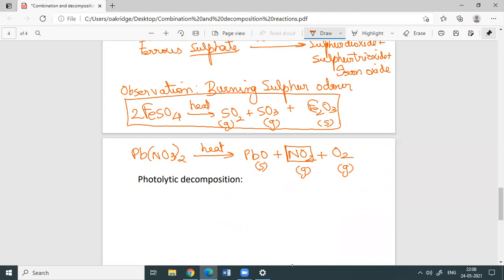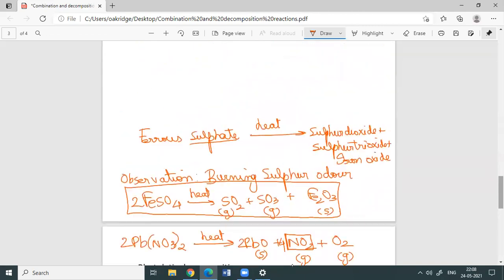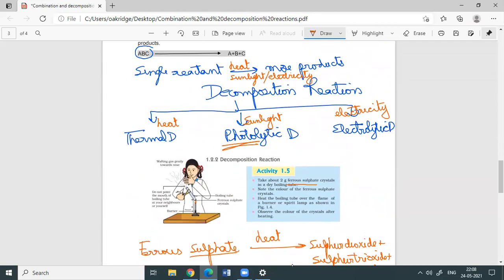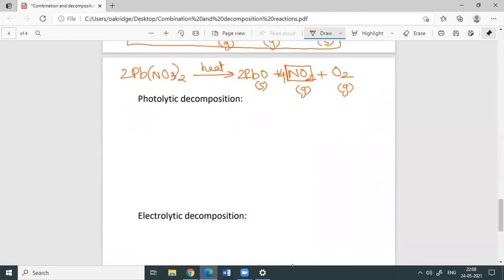So thermal decomposition is a decomposition reaction which takes place in presence of heat. Now if we want to balance this, it is 2 and 2 and 4 here. Yeah, it's balanced now. So if in a decomposition reaction a single reactant is breaking down in presence of heat, it is thermal decomposition. Now let us see what is photolytic decomposition. Photolytic decomposition is a decomposition reaction where, for example, a single reactant AB is breaking down to A and B in presence of sunlight.